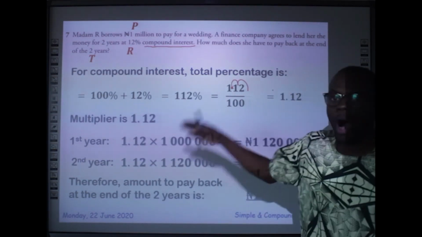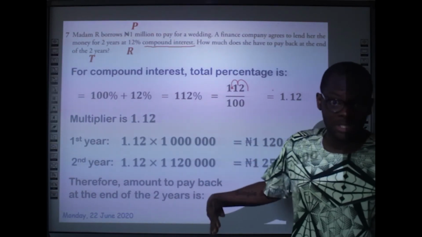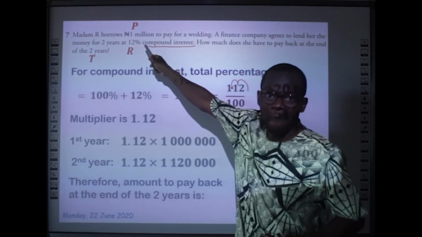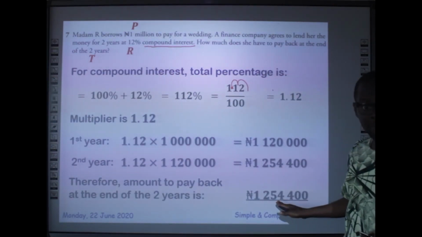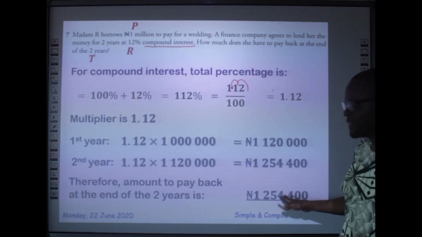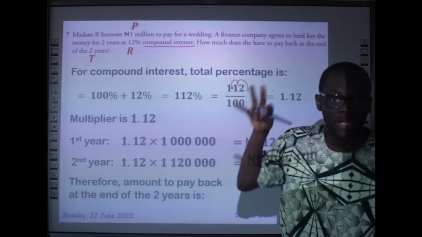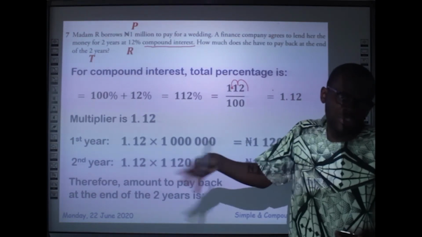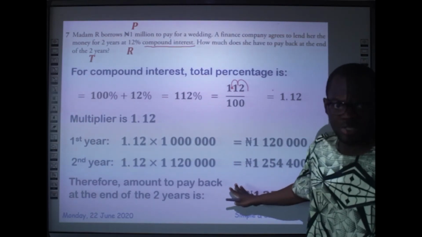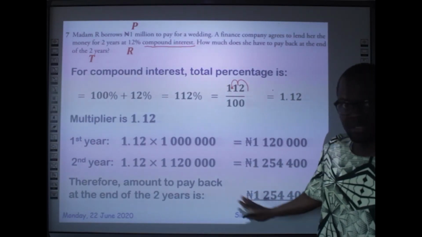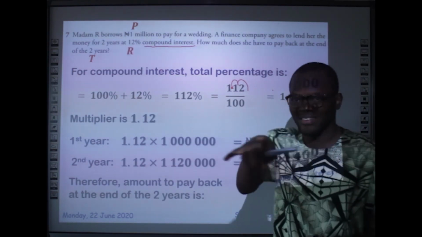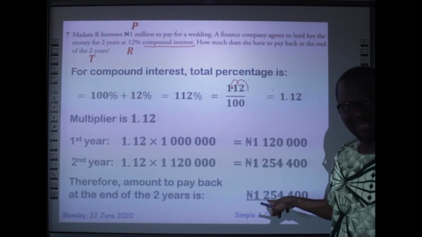However, if you were asked what the compound interest is, then you simply subtract the principal, which is 1 million, from the amount after 2 years, which is 1,254,400, and that gives you 254,400 as the compound interest. Okay? But that's just in case you were asked the compound interest. But as far as this question is concerned, once you've done that, you're done. Alright? So I hope your answer was actually correct, same as mine.